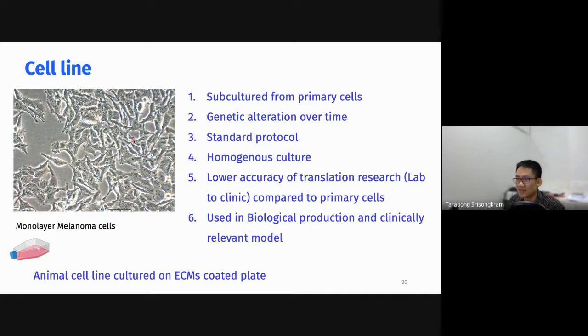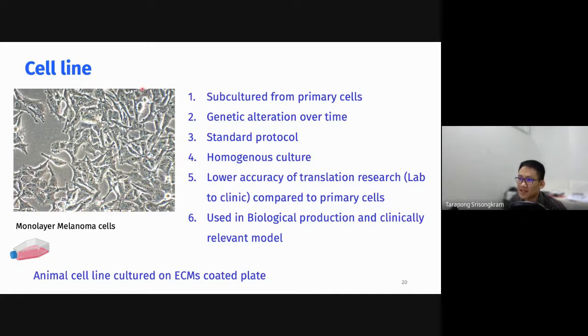And the cell line provides a homogeneous culture, because after we have the standard protocol, we can culture these cells more homogeneously, and we don't need to obtain the cells from a living animal. We can subculture, and we can obtain the cells from another person or another culture, or the previous culture, the previous flask. Yeah, so it provides us a homogeneous culture.